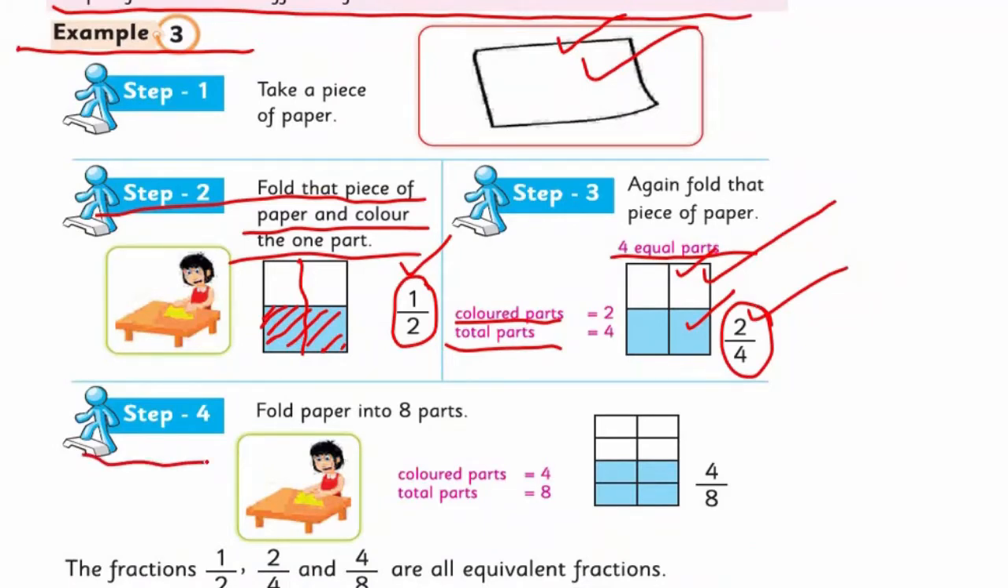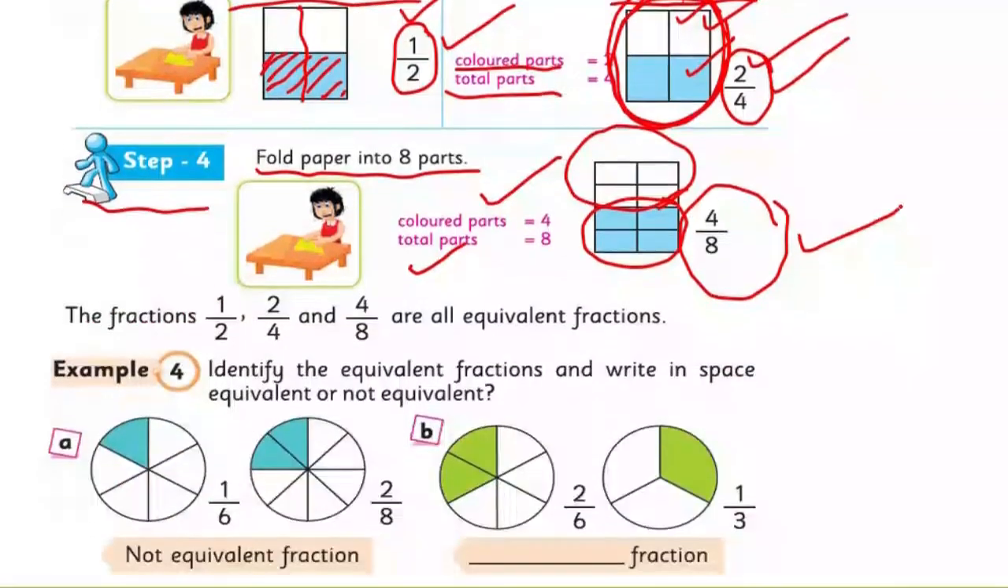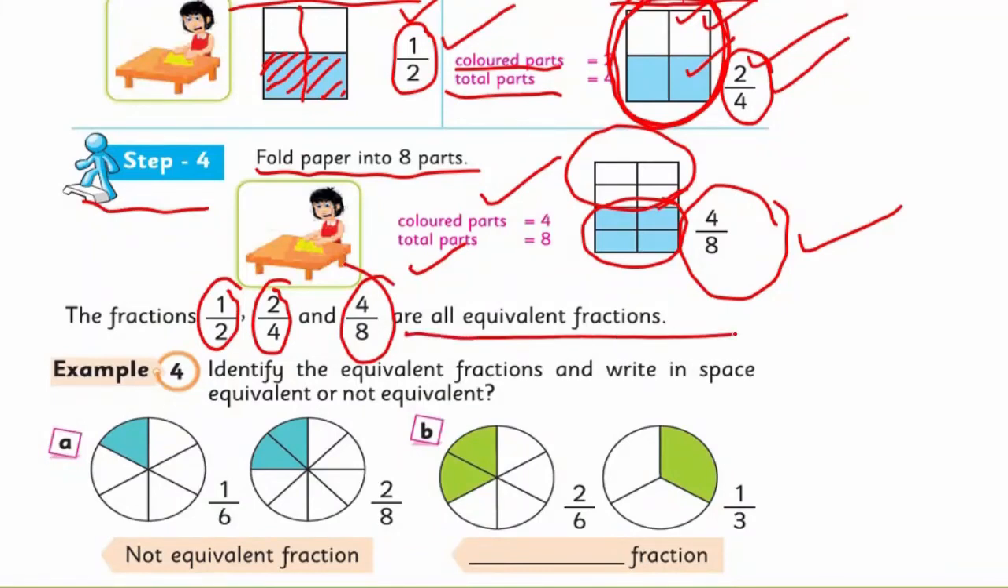Similarly, look at step 4. Fold paper into 8 parts. Again, these 4 parts, step 3, again fold the paper once. So you will see the 4 shaded parts and 4 unshaded parts. Colored part 4 and total parts 8. So the fraction will become 4 over 8. These are all fractions. These are all equal. So 1 over 2, 2 over 4 and 4 over 8 are all equivalent fractions.